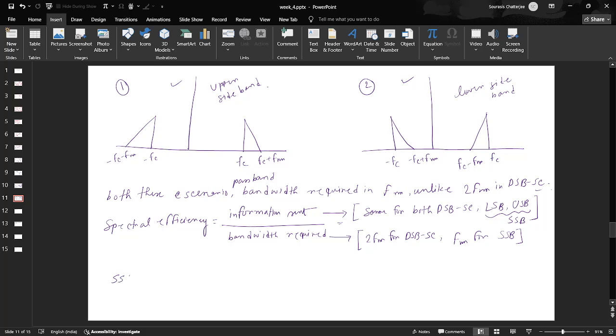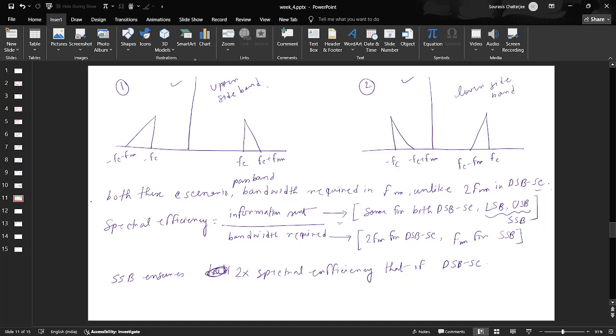So that means SSB ensures two times the spectral efficiency of DSB-SC.